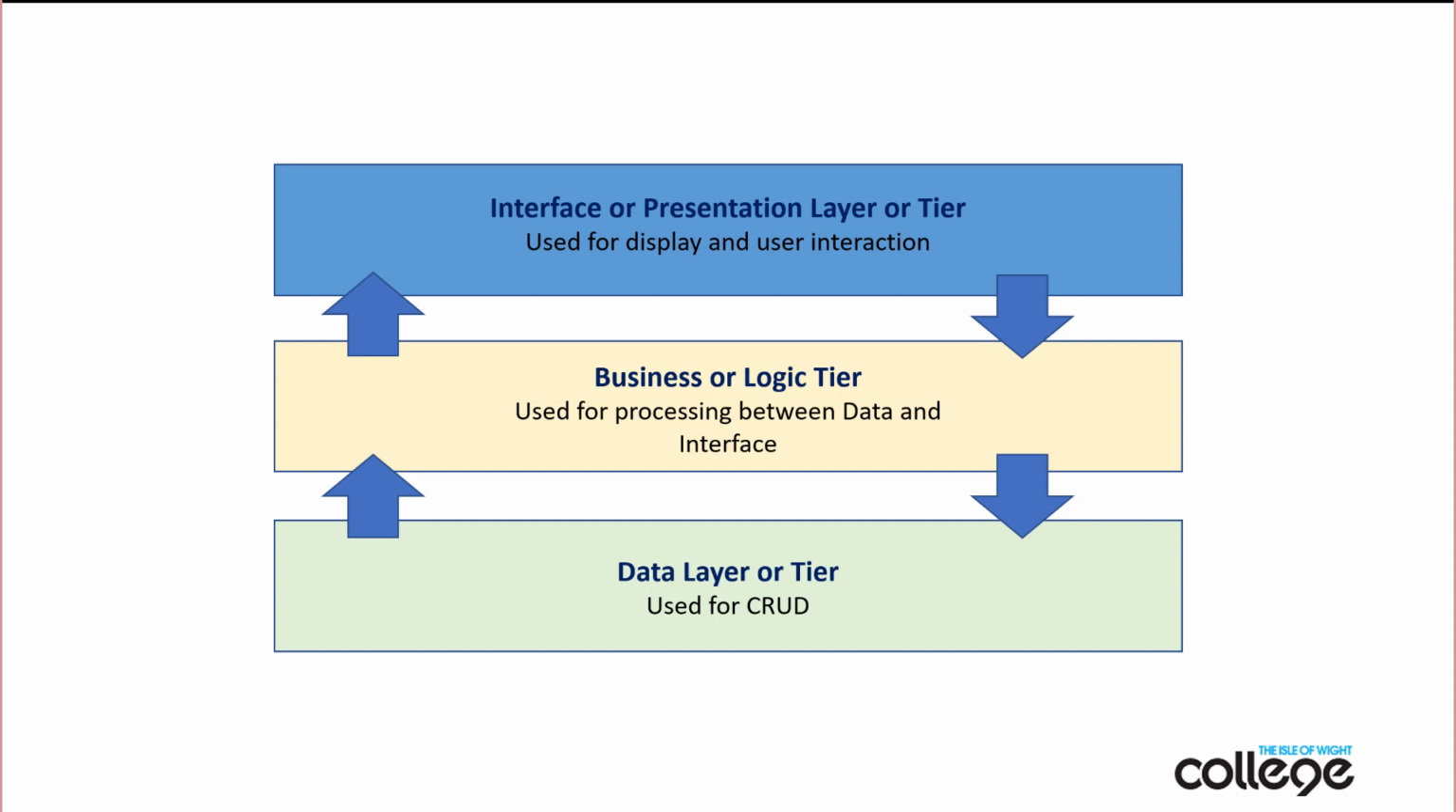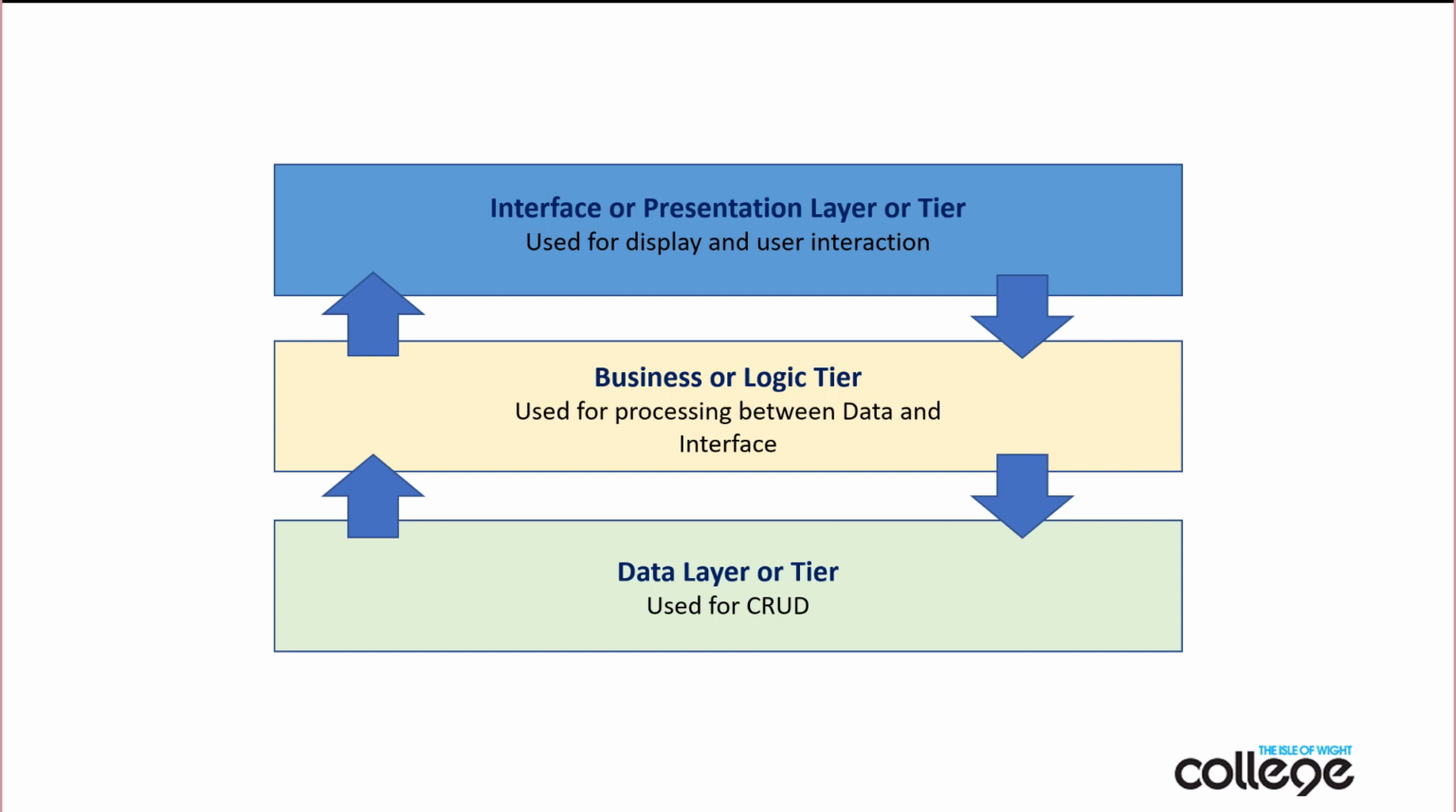Now, the interface and presentation layer is the one that you're most familiar with, because that's what you use when you use a computer or a mobile device. It's used for display and user interaction. That's for data input and data output. The business logic layer is there to process the data that we work with, and the data layer is for CRUD: create, read, update, and delete. And that's what we do with data. We do nothing else with data.